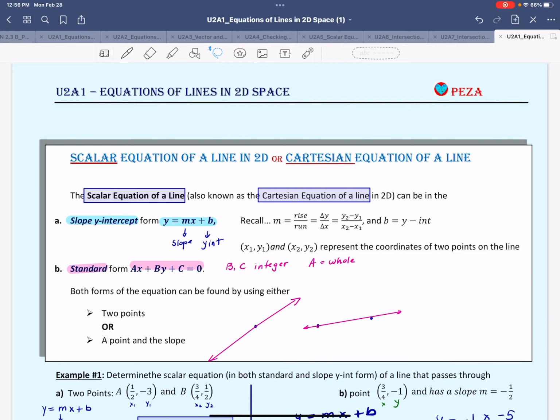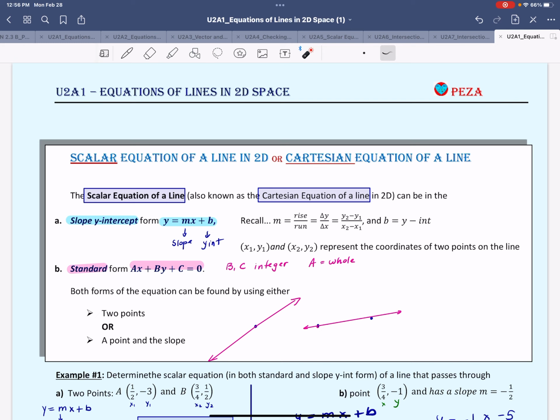Welcome back to Lesson E2A1, where we discuss equations of lines in 2D space. So far we talked about the scalar or Cartesian equation of a line. We mentioned that it can be expressed in either slope y-intercept form, y equals mx plus b, or standard form, ax plus by plus c equals 0. And now we are going to shift to the vector equation of a line.